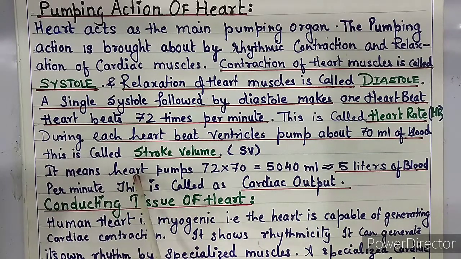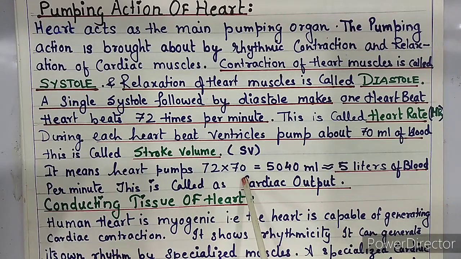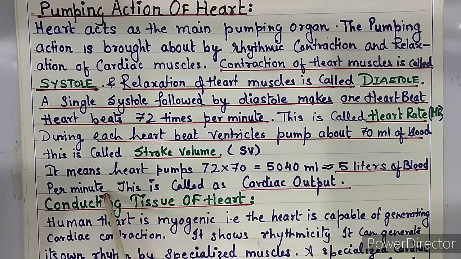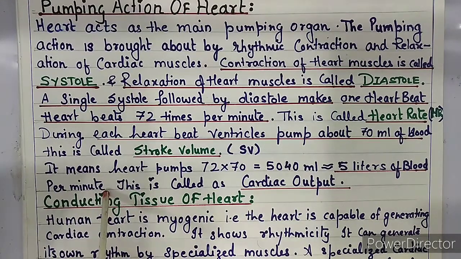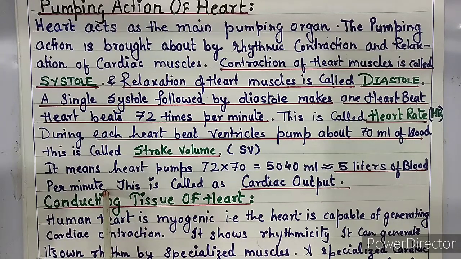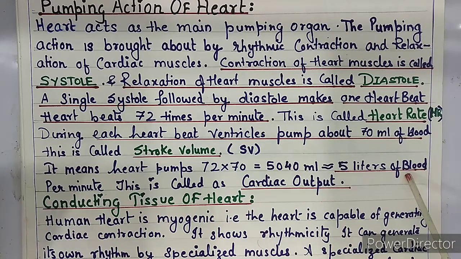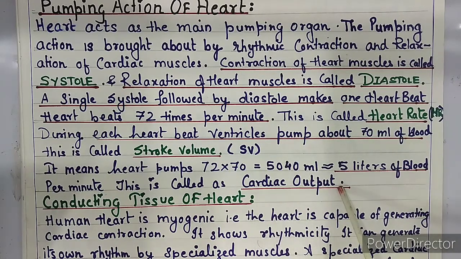It means that the heart pumps 72 into 70, that sums up to 5040 ml, which is equivalent to 5 liters of blood every minute. 5 liters of blood per minute. This is called the cardiac output. What is it called? Cardiac output. In 1 minute, the heart muscles pump out 5 liters of blood, which forms the cardiac output.